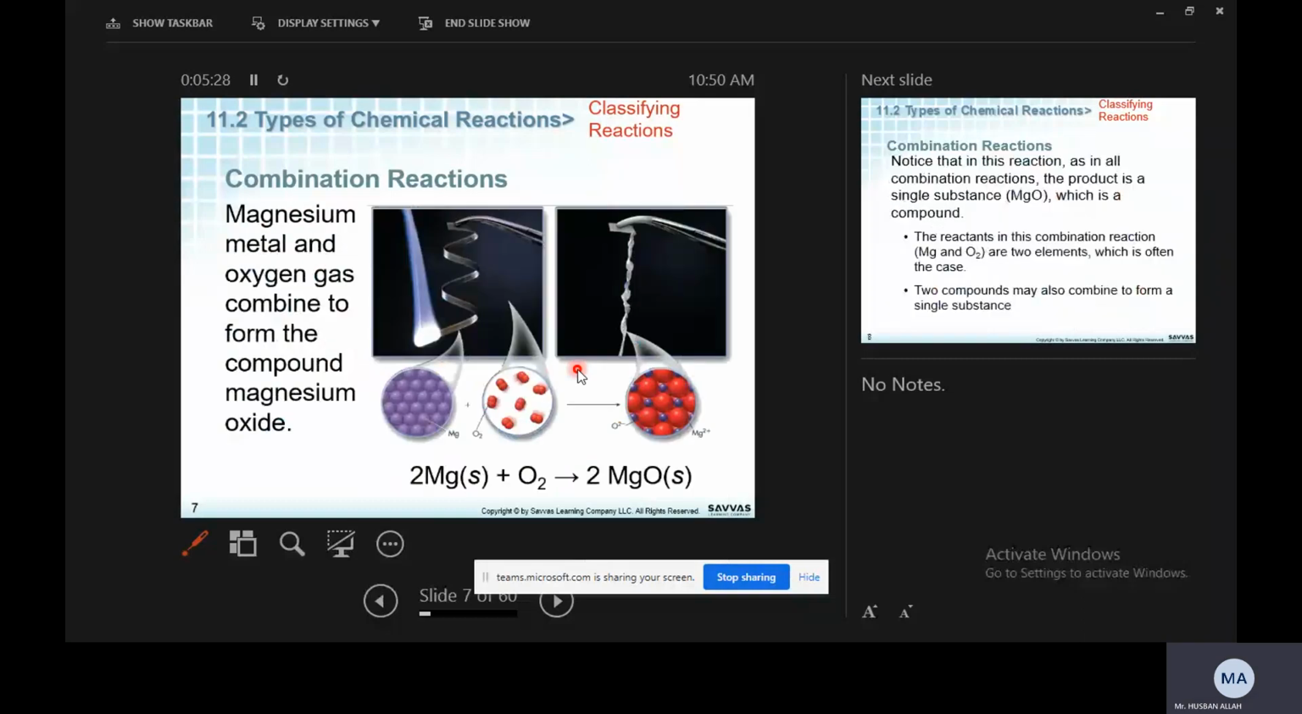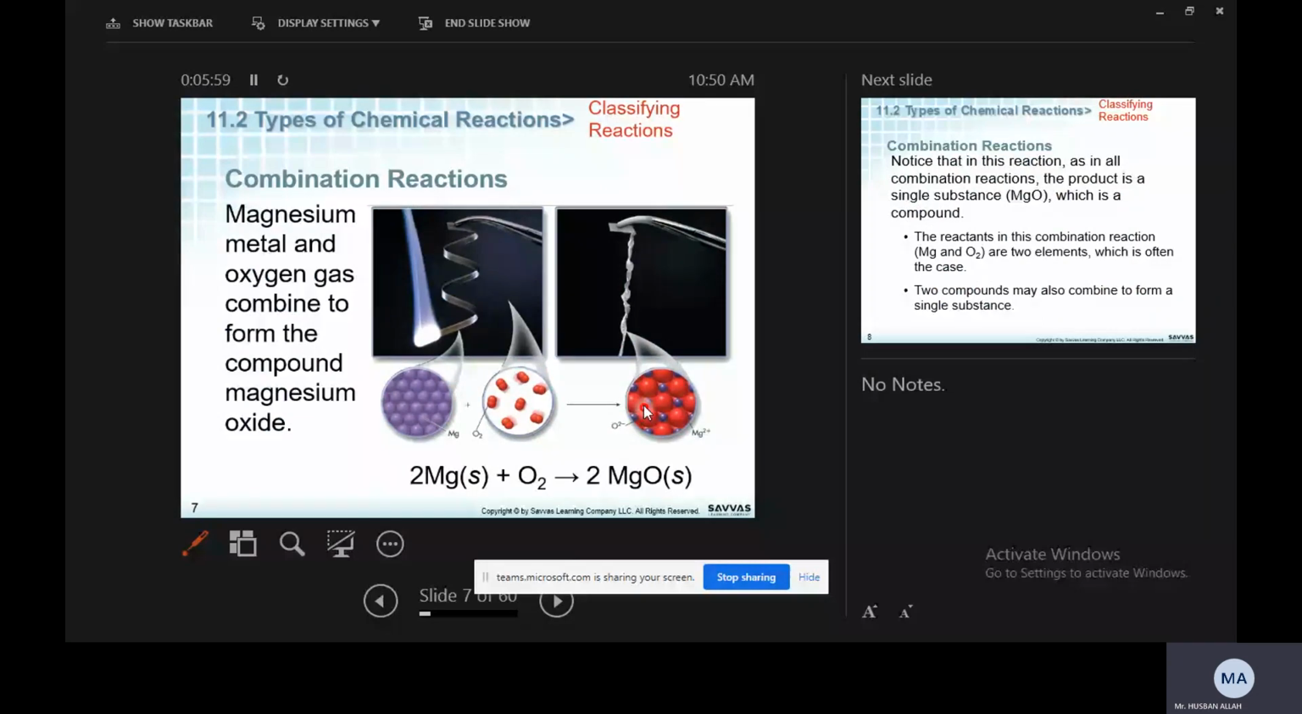Here you have the example of magnesium, in which magnesium is going to combine with oxygen. What is going to happen? Here you have magnesium, here you have oxygen, right? Both of them are going to combine, and it will synthesize or produce the product, which is magnesium oxide, right?